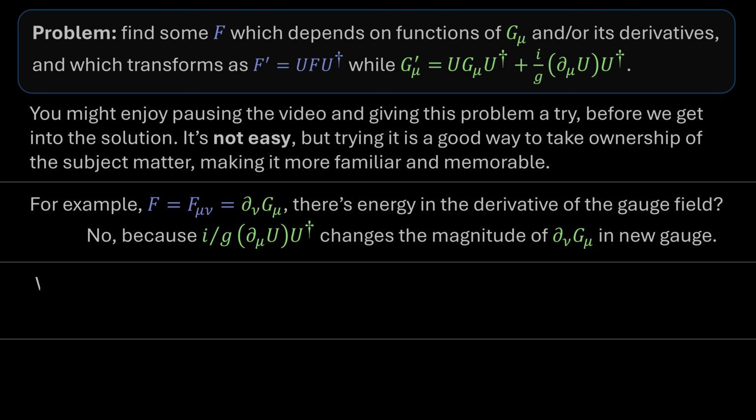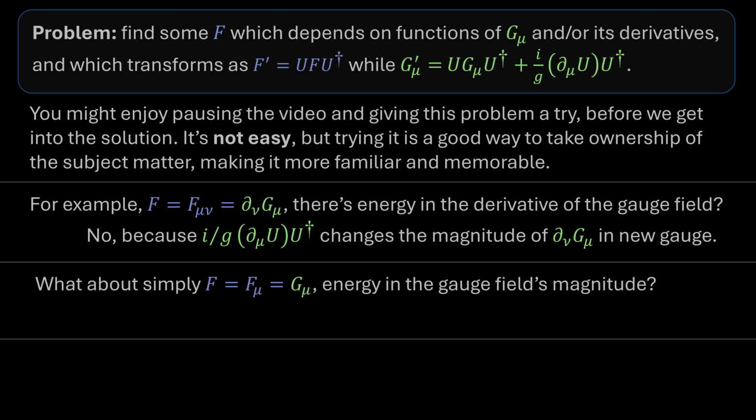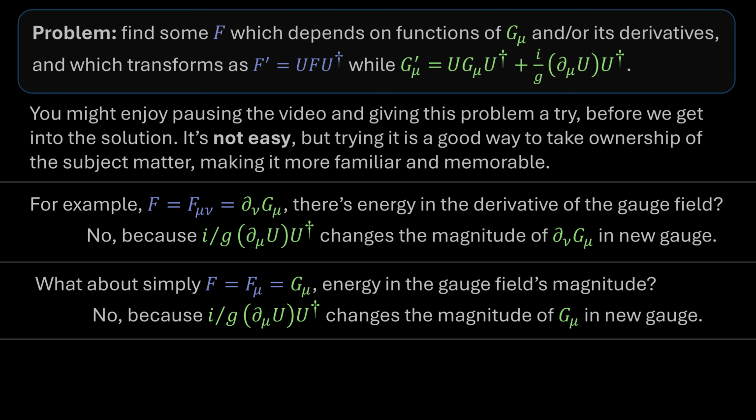And you know what? In fact, the most straightforward example is what if we just said F mu is proportional to G mu, right? So what if we wanted to say that the way that we're going to give our gauge field a life of its own is simply that there's some field that's directly proportional to the amount of the gauge field that we have? Well, that doesn't work, and for the same reason, because that derivative term, partial mu of U, is going to break up the proportionality between F mu and G mu when you hop from one gauge to another.